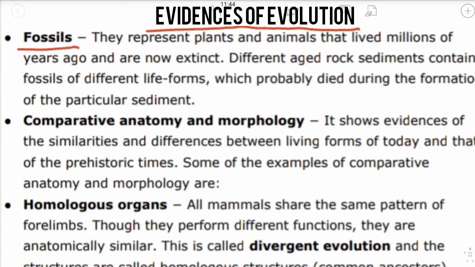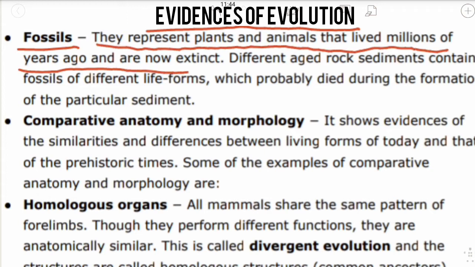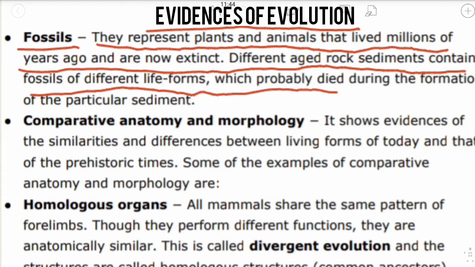Fossils. They represent plants and animals that lived millions of years ago and are now extinct. Different aged rock sediments contain the fossils of different life forms which probably died during the formation of the particular sediment. So, what are fossils? Fossils are basically impressions of plants or animals which lived millions of years ago, but are now dead. But they are preserved in the earth's crust. So simple.